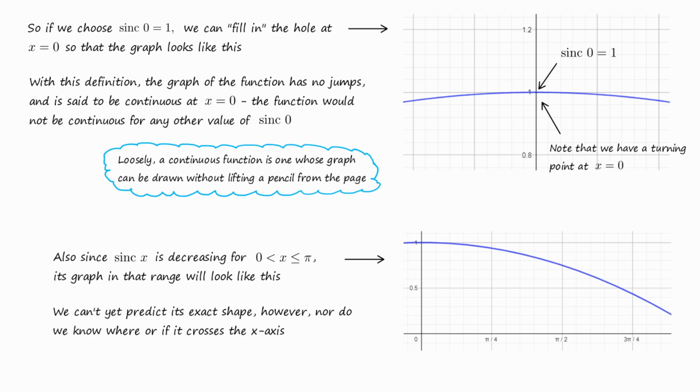And because sinc x is decreasing for x between 0 and pi, its graph will look something like this. However, we can't yet tell exactly what the shape is going to be, and at the moment we don't know where or indeed if it will cross the x-axis. But we can be sure that there will be no other local maxima in that region, i.e. no other turning points between 0 and pi.